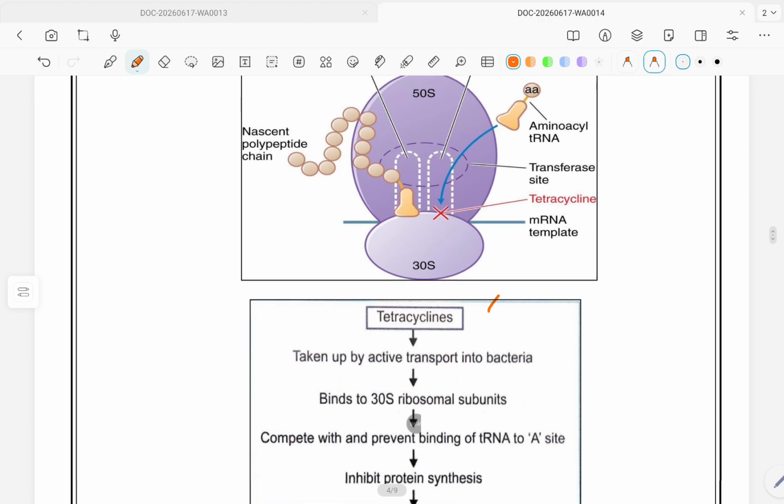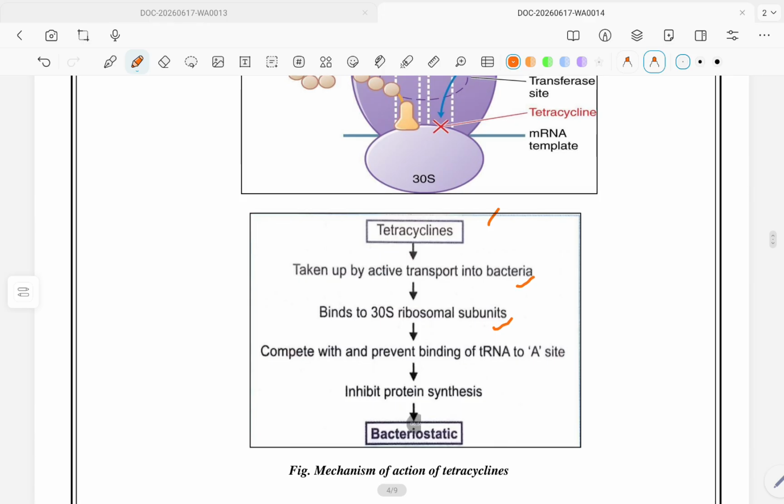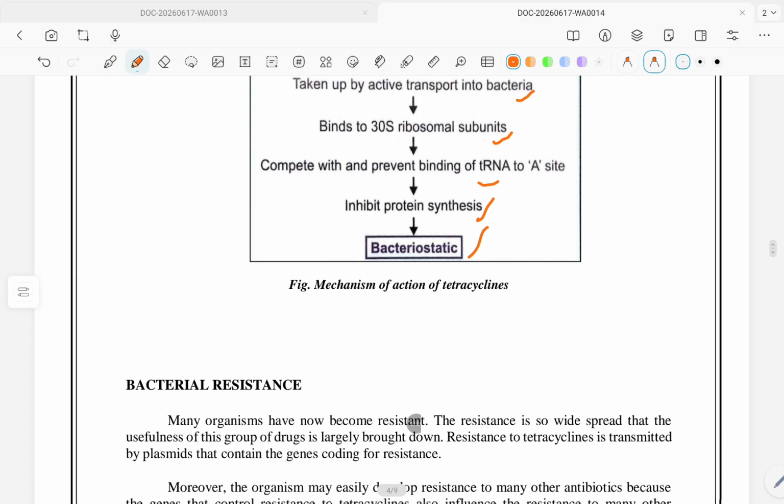Tetracycline is taken up by active transport into bacteria, binds to the 30S ribosomal subunit, competes with and prevents binding of tRNA to the A site, and inhibits protein synthesis. Bacteriostatic mechanism of tetracycline.